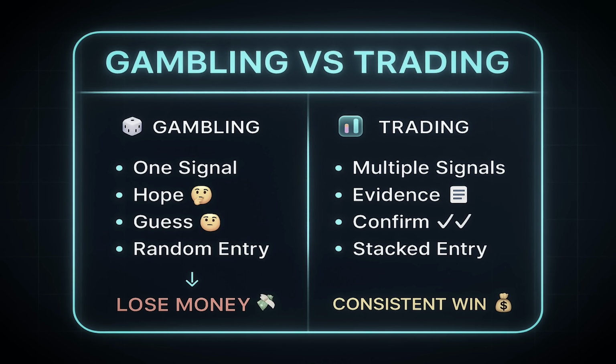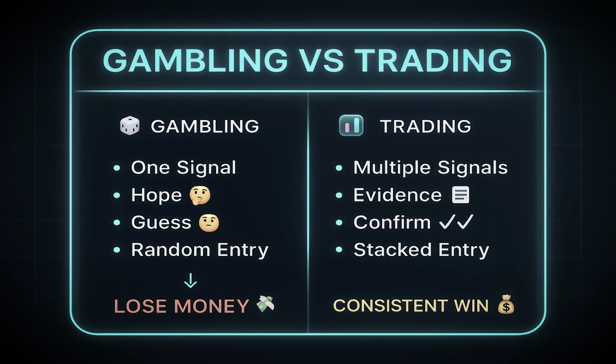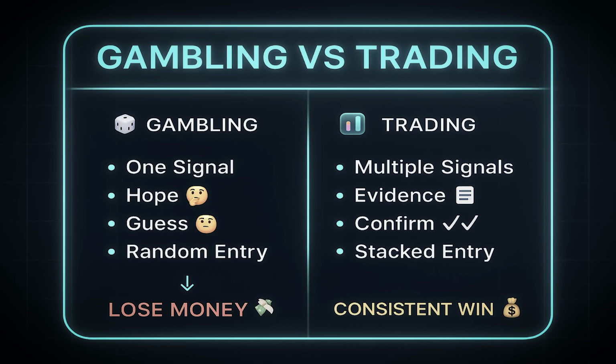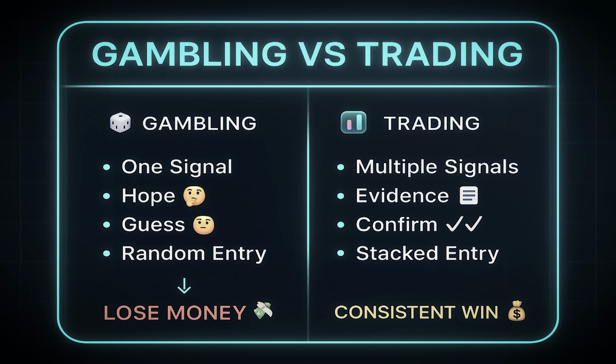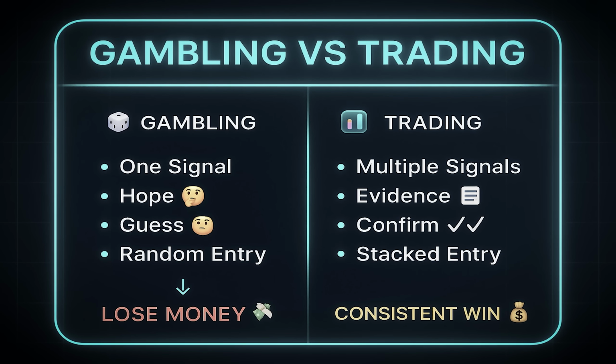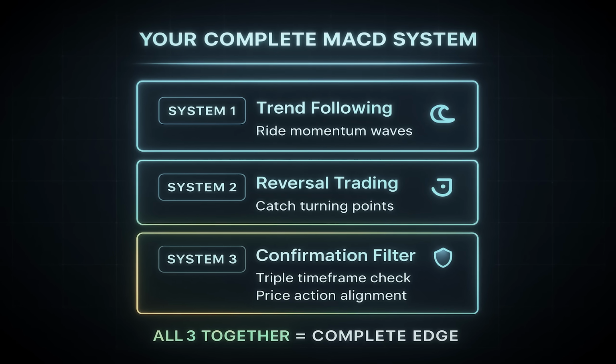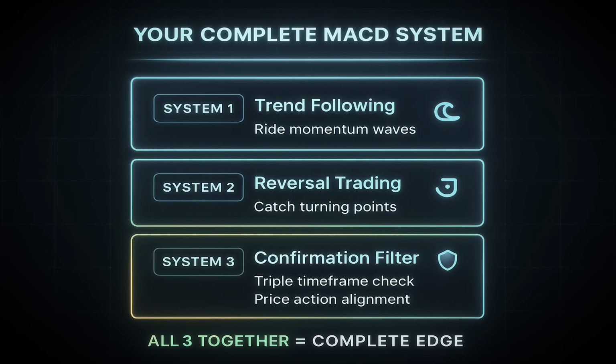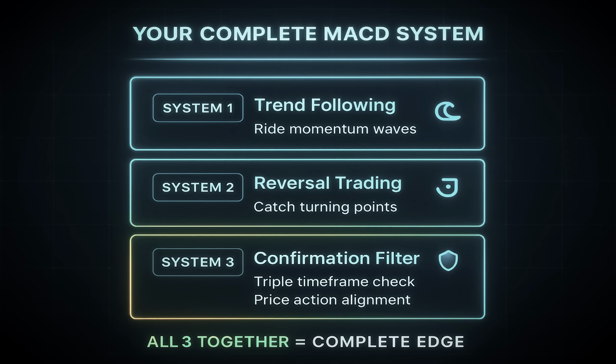The confirmation system is what separates gambling from trading. You're not hoping anymore. You have multiple forms of evidence, all pointing the same direction. Now let me show you exactly how I use all 3 systems every single morning.